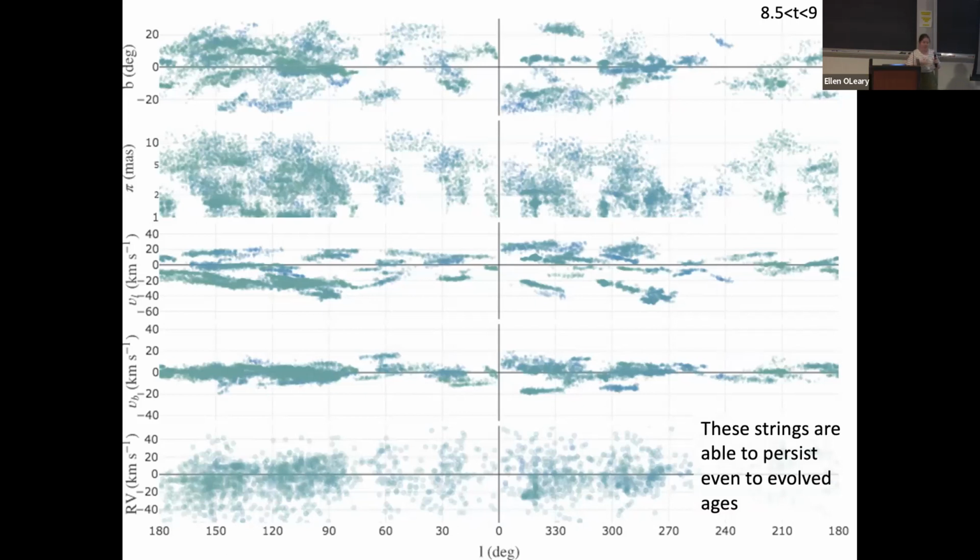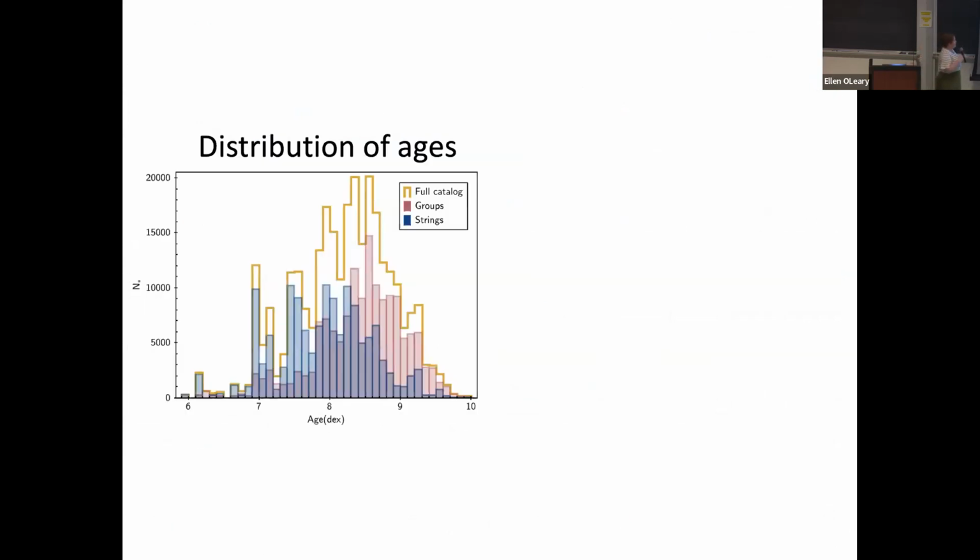And separating the sample into these extended strings and the more compact cluster-like groups that don't have extended halos around them, we can see that looking at them as a function of age, strings tend to be ubiquitous at the youngest ages. Almost every young star that's formed up to 100 million years is found in these extended strings. On the other hand, these isolated cluster-like groups don't really come into prominence until around 300 million years.